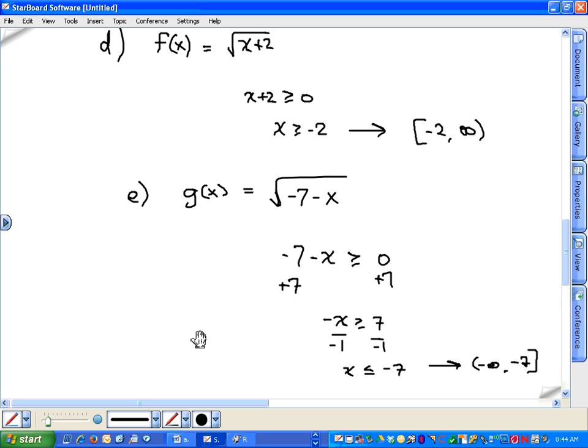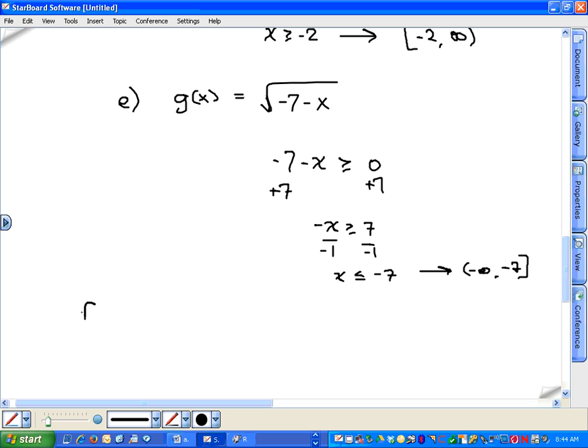Okay. Let's see how tricky we can get. One more root function, then we'll go on. We'll see how well you remember the last test that we took.